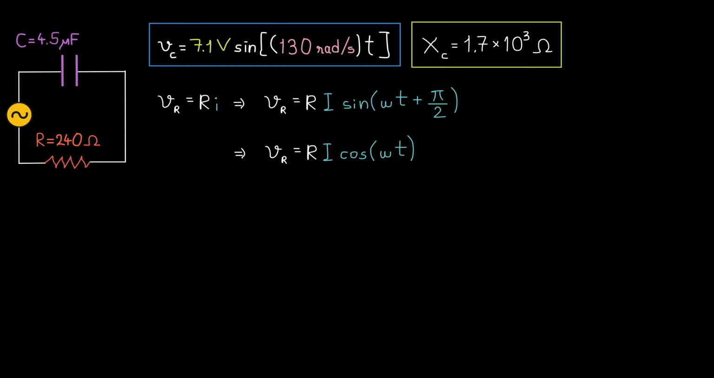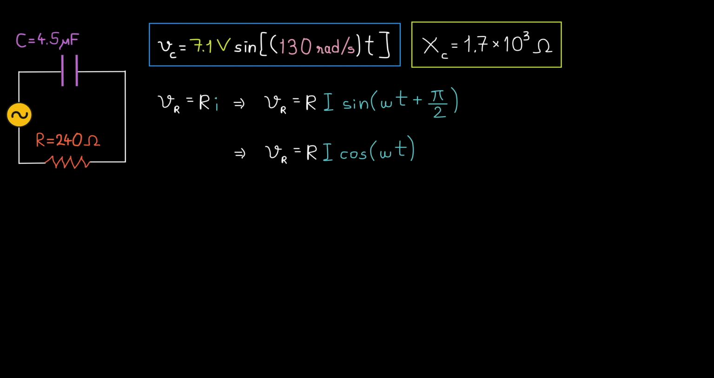Again, why? Because the current is leading the capacitor voltage by 90 degrees, and the resistor is in phase with current, so the resistor is also leading the capacitor by 90 degrees. Or sine of an angle plus 90 degrees is the same thing as cosine of the same angle. You can use the cosine format, which is more common. So then V sub R, the voltage across the resistor as a function of time, is equal to the resistance times the amplitude of the current times cosine omega t.